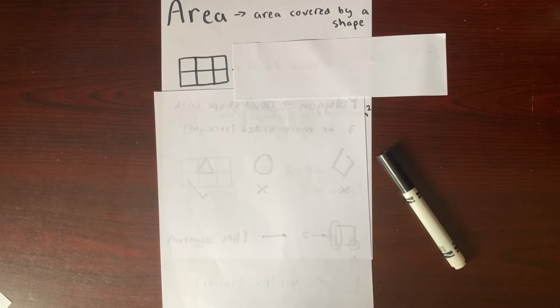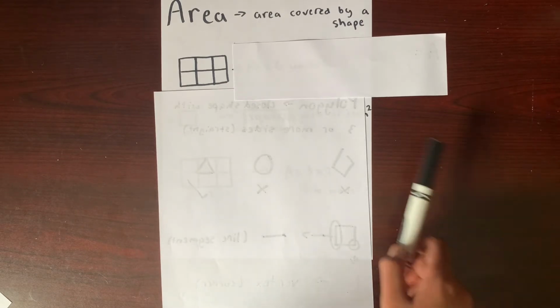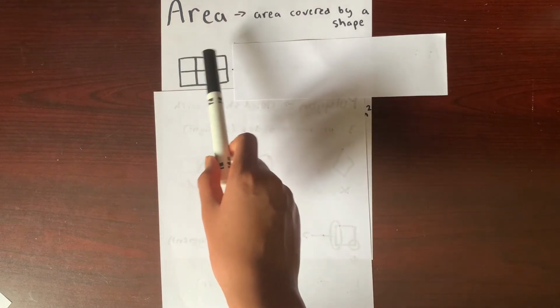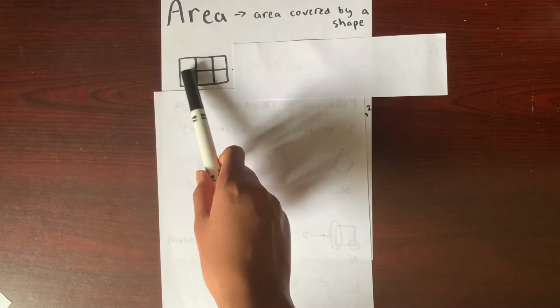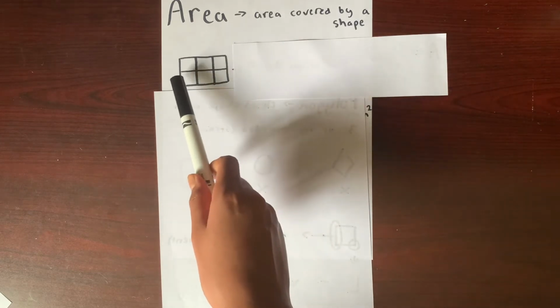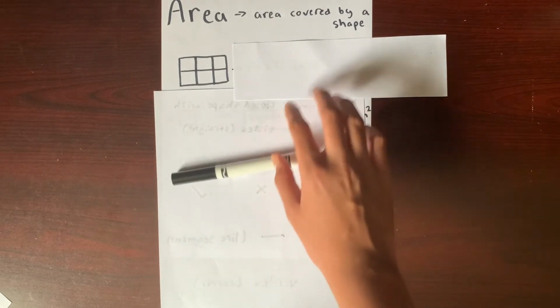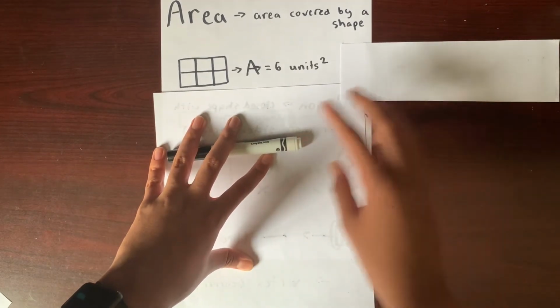Now let's talk about area. Area is, like it sounds, the total area covered by a shape. When we look at this rectangle here, the total area is just the number of squares shown. So in this case, 1, 2, 3, 4, 5, 6. So that means if each of these squares is its own unit, then the total area is 6 units squared.